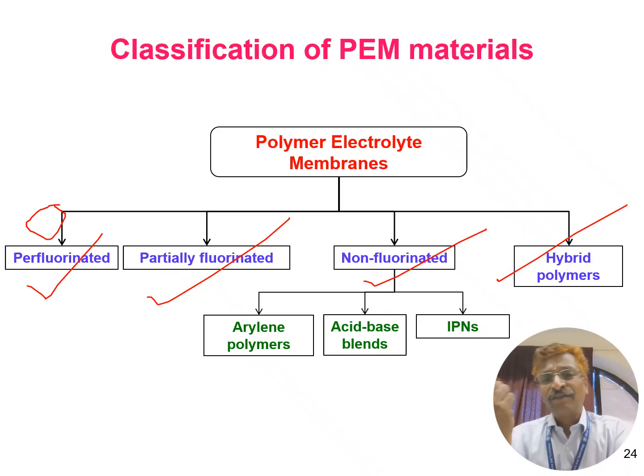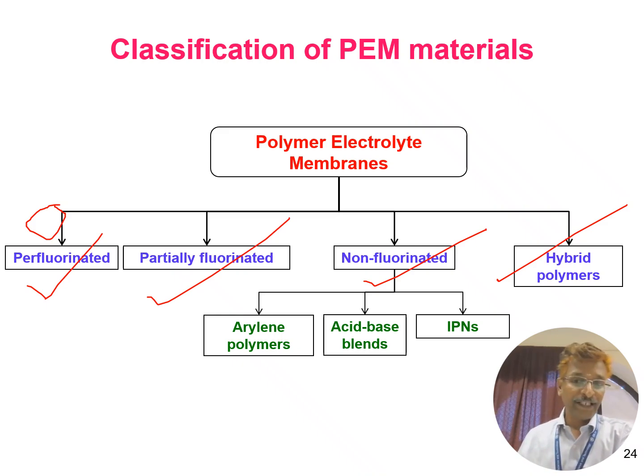Now for the partially fluorinated, a number of membranes such as Flemion and Aciplex are available. Since the formation of the carbon fluorine backbone is very difficult to achieve, with a highly complicated synthetic procedure, people are trying to find alternative electrolytes based on non-fluorinated and hybrid polymers. Non-fluorinated may be fully carbon or carbon hydrophobic, incorporated with some hydrophilic additives.